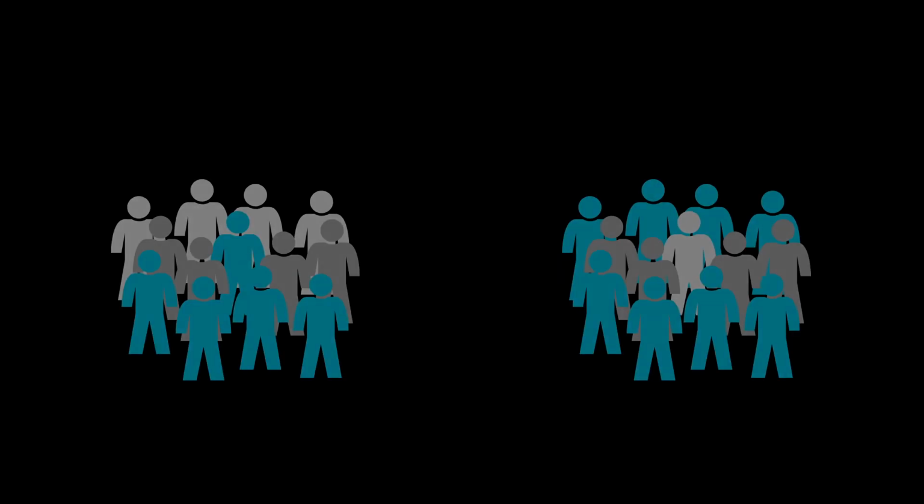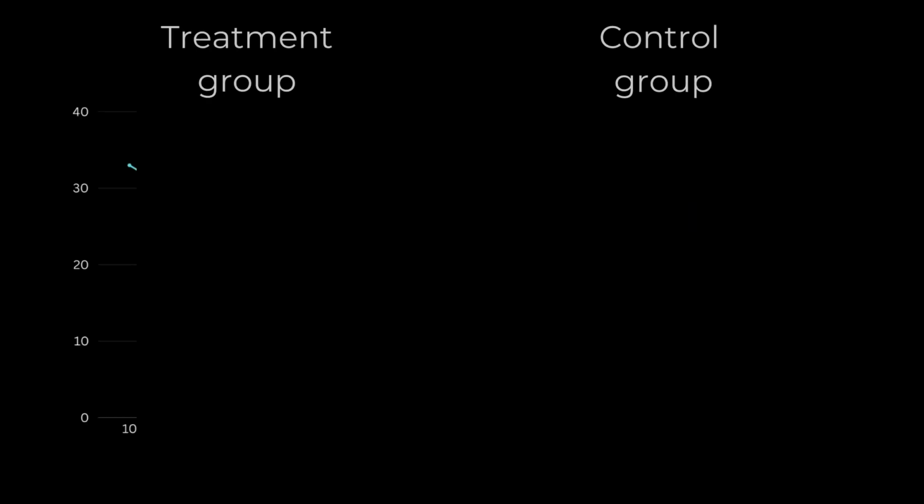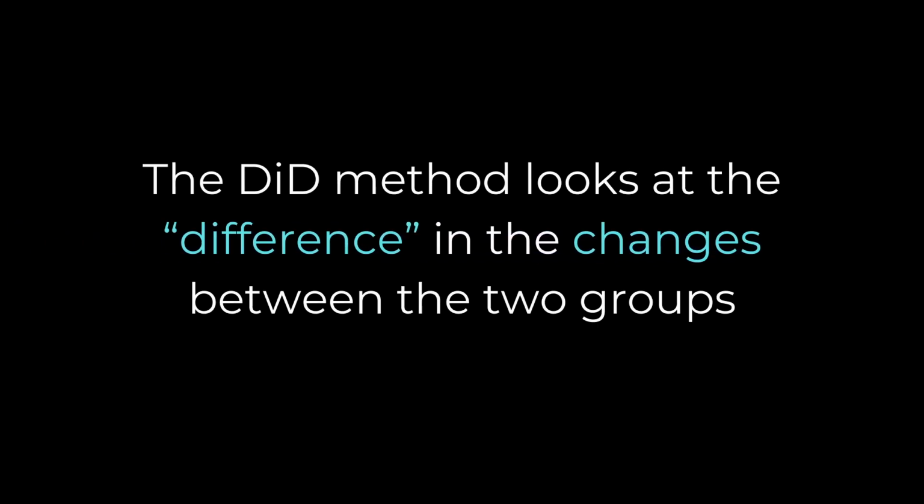Let's break down how the difference in differences method works. We start with two groups, a treatment group that experiences the intervention and a control group that does not. We collect data on both groups before and after the intervention. By comparing the trends over time in each group, difference in differences isolates the impact of the policy change. This method essentially looks at the difference in the changes between the two groups over time, allowing us to capture the causal policy's effect on a treatment group.